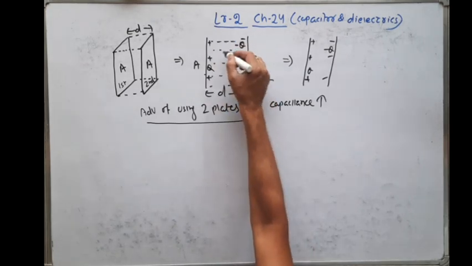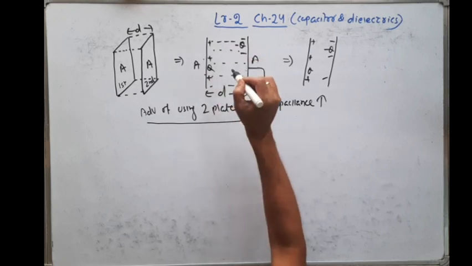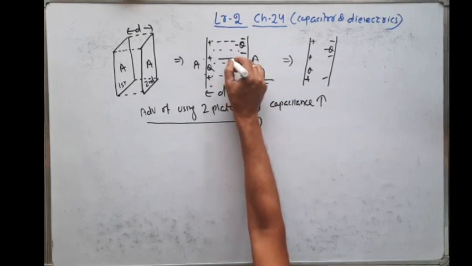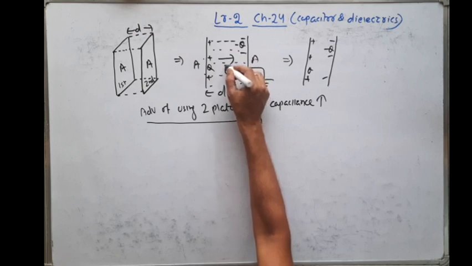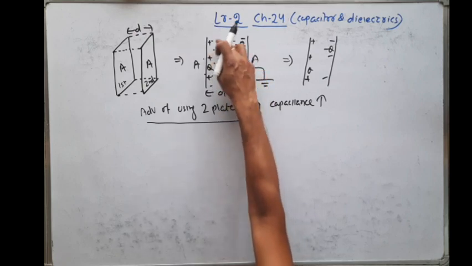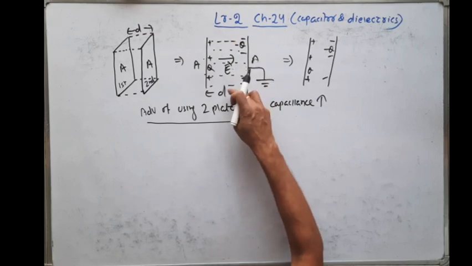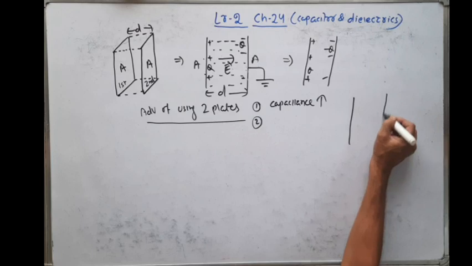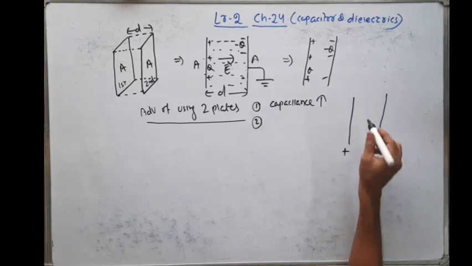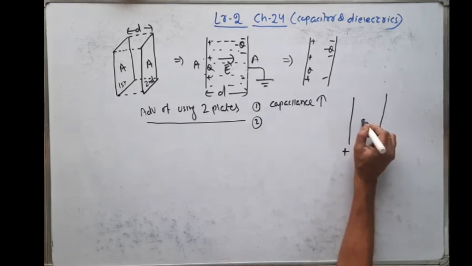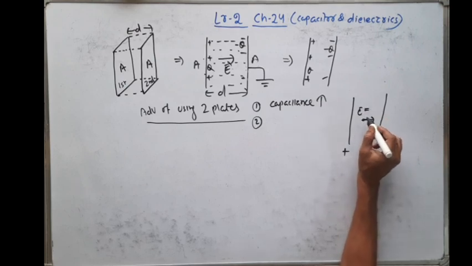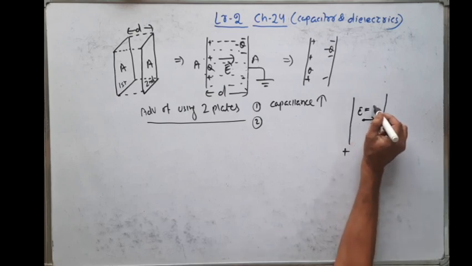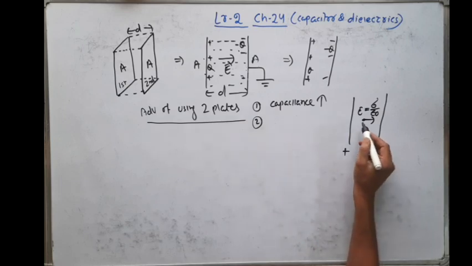Inside these two plates there is a dielectric medium, and in between the two plates there is an electric field. Due to this electric field, energy will be stored in between. Why? Because I have already proved it with Gauss law. Suppose this is a positive plate and this is a negative plate. In between them there is an electric field. The electric field intensity in between the two plates is equal to sigma by epsilon naught. It is already proved.